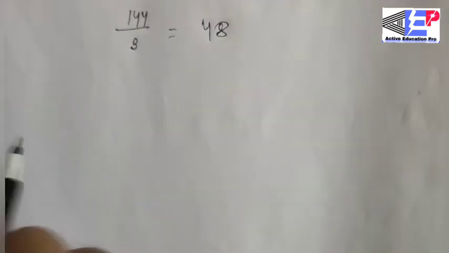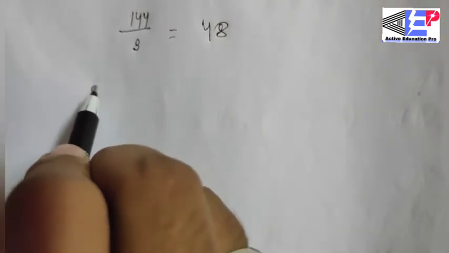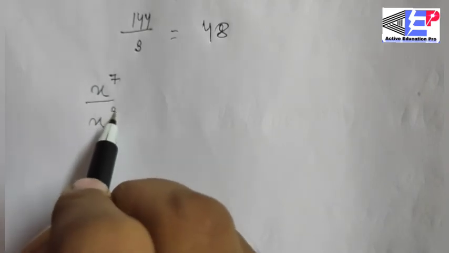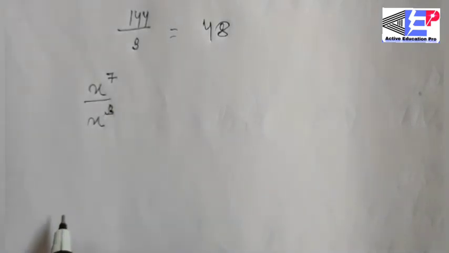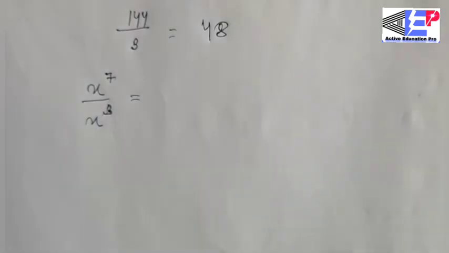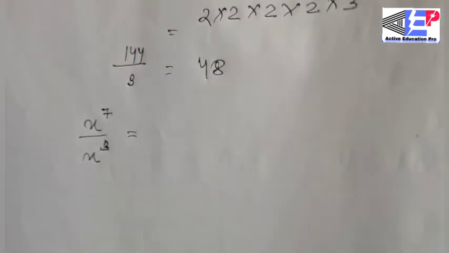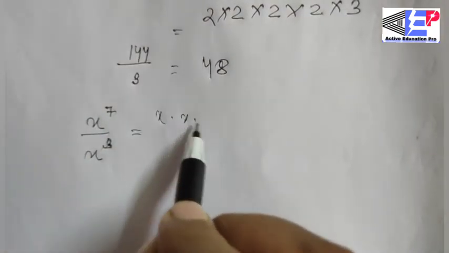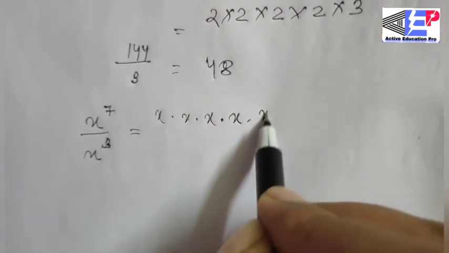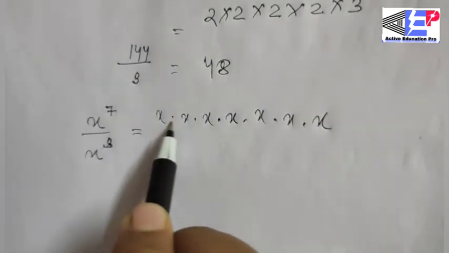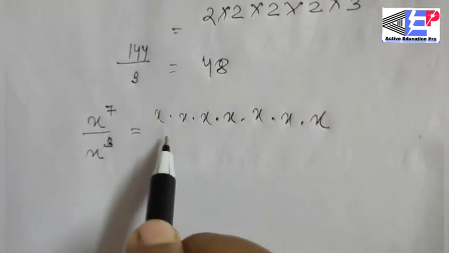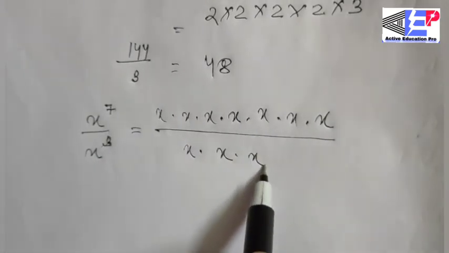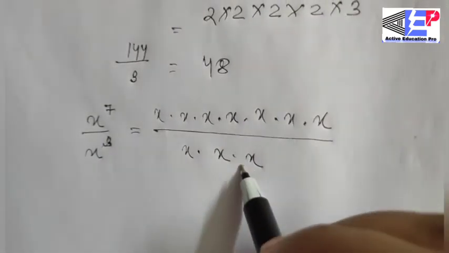Let's take another example of variables. X to the power 7 is divided by x to the power 3. As I told you in my last example, first factorize the numerator, factorize the denominator. Then x into x into x into x into x into x into x. 7 times x, that's why x to the power 7. Divided by x to the power 3, I mean x will be multiplied 3 times. Then cancel it.